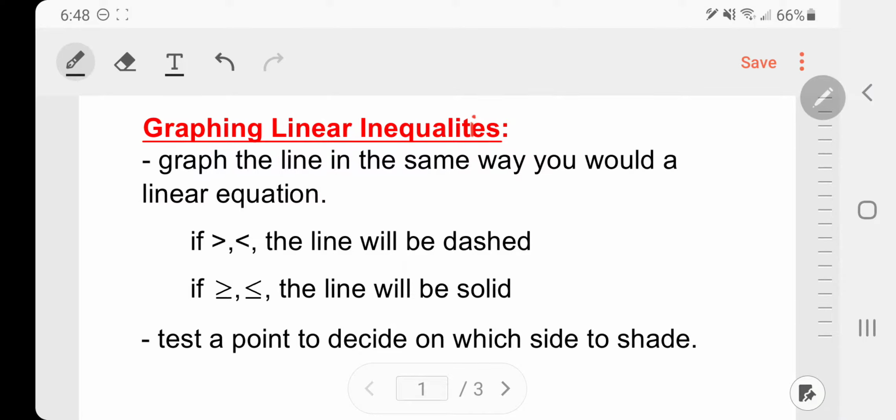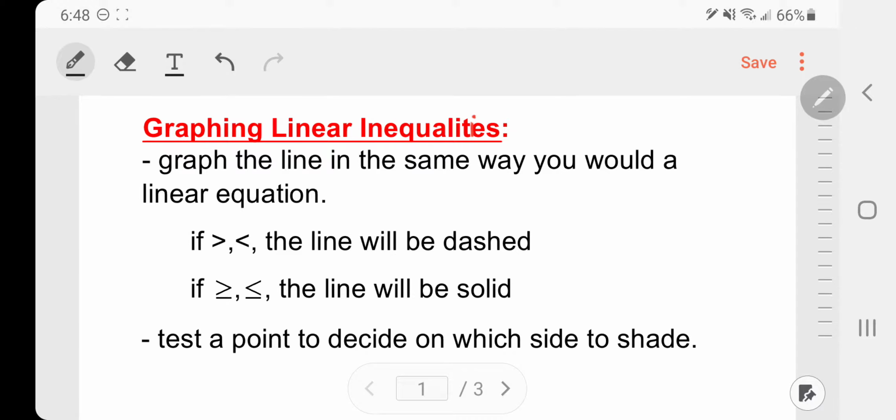Hey everyone. In today's video, we're going to take a look at how to graph a linear inequality, specifically inequalities that are in slope-intercept form. A couple of general rules apply to graphing any linear inequality. We're going to graph the line just like we would if it was a linear equation. So in slope-intercept form, we're going to have a y-intercept and a slope, and we're going to use those to graph our line.